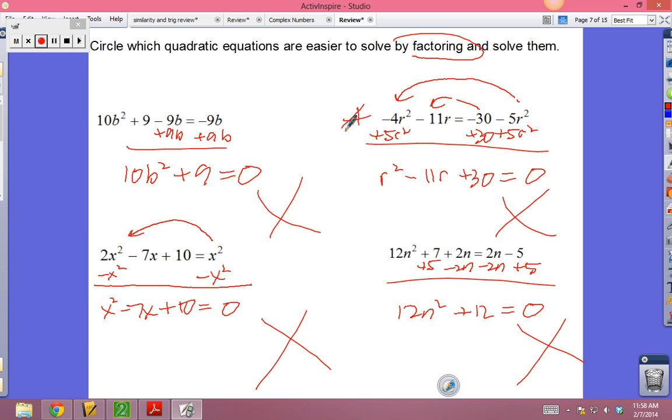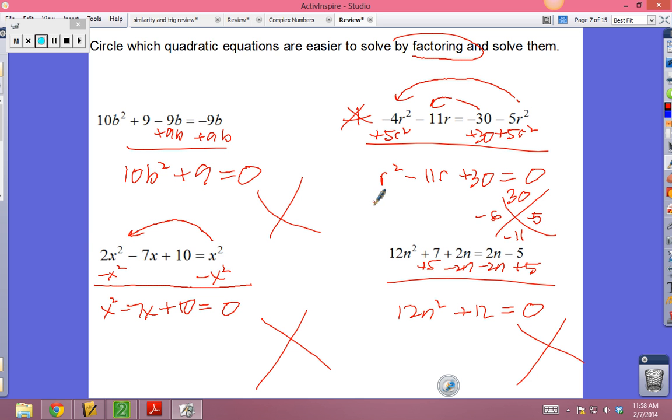This one will be easy to factor because can you find something that multiplies and gives you 30 and adds and gives you a negative 11? It's going to be 6 and 5. Are they both positive, both negative? You got one of each. They both have to be negative. So if you can multiply and get C, add and get B, this is going to be super easy.